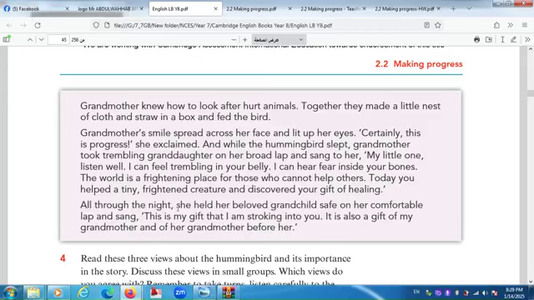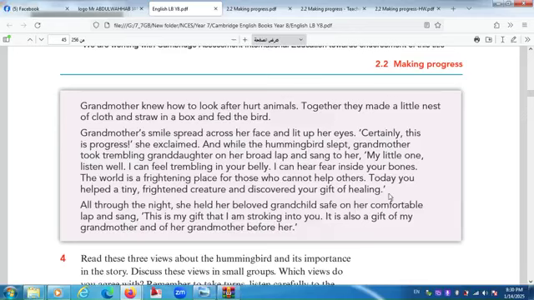All through the night she held her beloved grandchild safe on her comfortable lap and sang, "This is my gift that I am stroking into you. It is also a gift of my grandmother and of her grandmother before her."